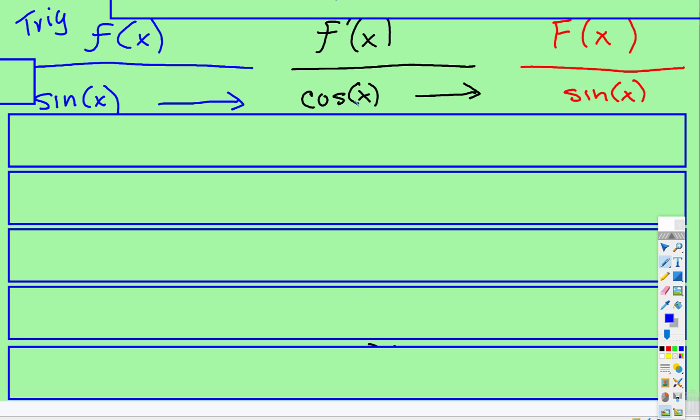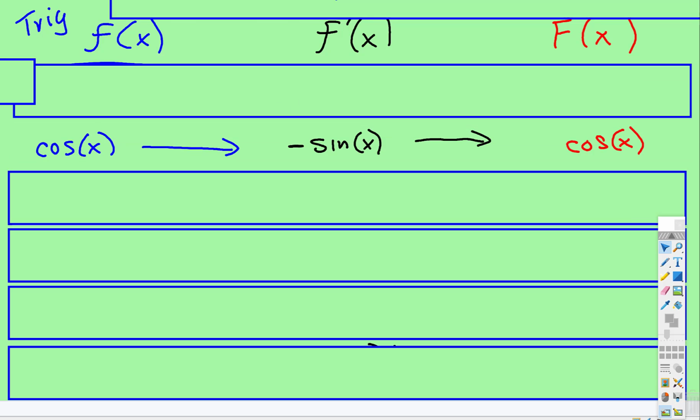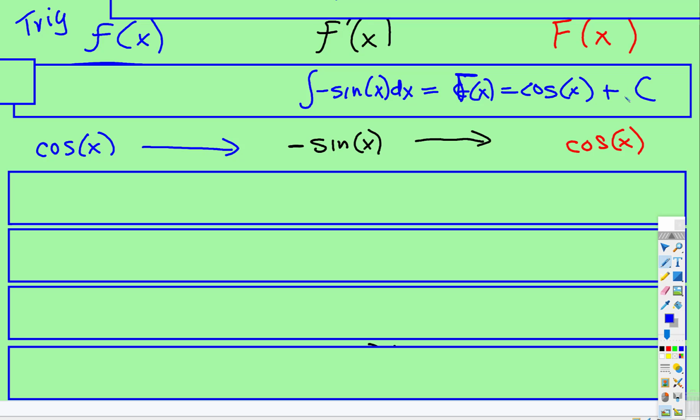Now for some of these, they get a little bit tricky because of the negative sign, so you will have to be careful about that. The derivative of cosine x is negative sine x. So if you have the integral of negative sine x dx, well then you're good to go. You can just say that answer, capital F of x, is equal to cosine x plus capital C.